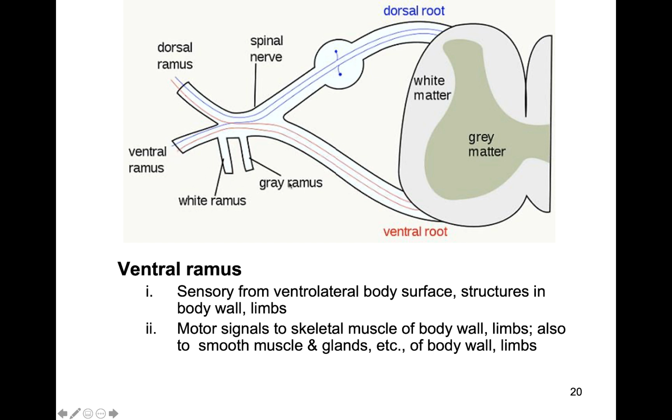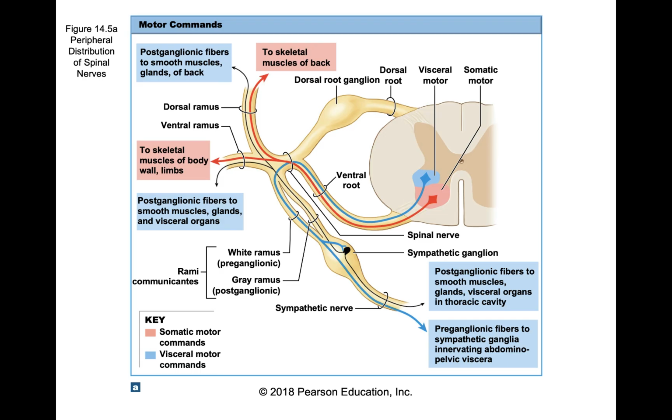And then you have white ramus and gray ramus. This is gonna come in play when the autonomic nervous system neurons has to go out to the visceral organs, so the heart or gallbladder, so anything that's under autonomic control, and you'll see this in thoracic and lumbar areas. So if I were to give you an overview of what's going on here, so let's start here. Dorsal root is going to bring information in.